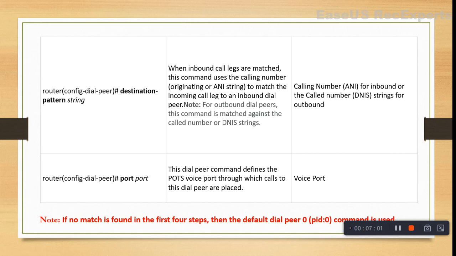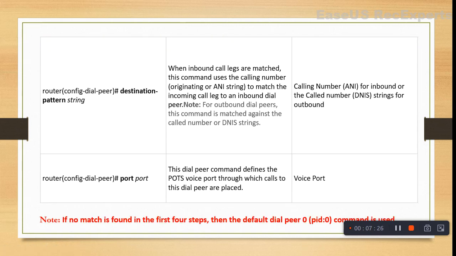Okay. Now this port command, which is the fourth one, is only used when you have POTS dial pair. It's used for POTS dial pair, cannot be used for VoIP dial pair. For VoIP, we use session target. So this is port command. This dial pair command defines the POTS voice port through which calls to this dial pair are placed.